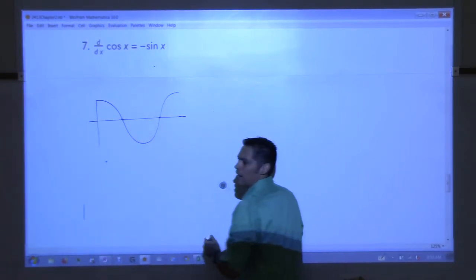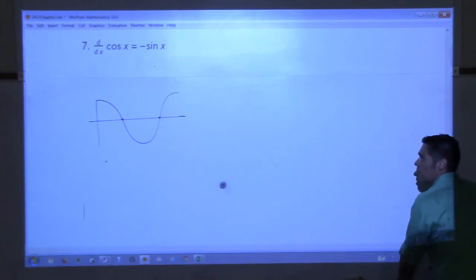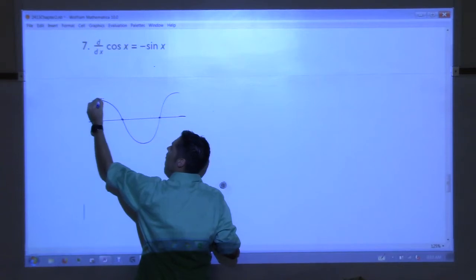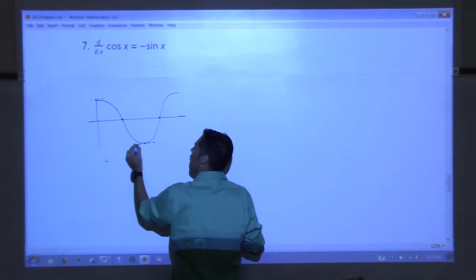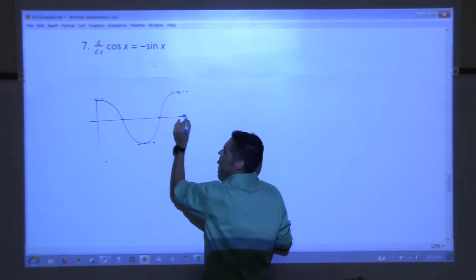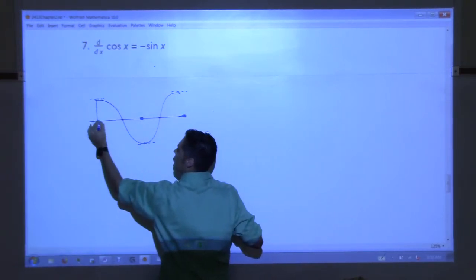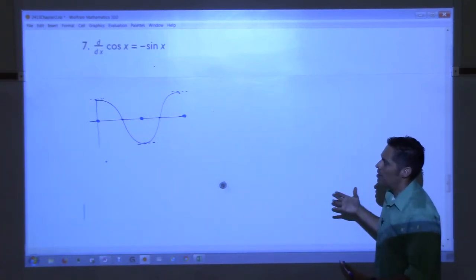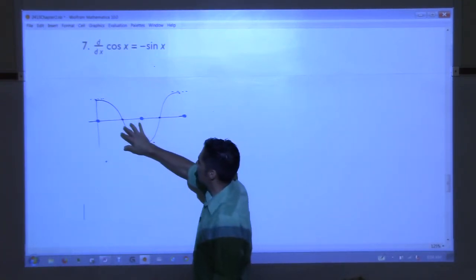All right, that's cosine x. If we look at the important points here, our derivative would be 0 here, 0 here, and 0 here. So if I graph the derivative, I would have those x-intercepts. That already is starting to look like sine, right? Because it's just a matter of connecting these pieces.